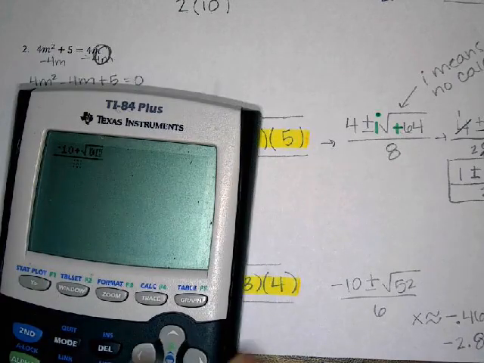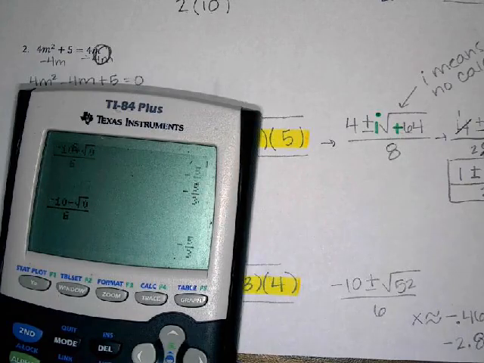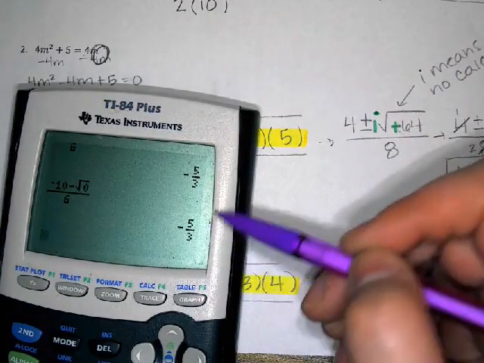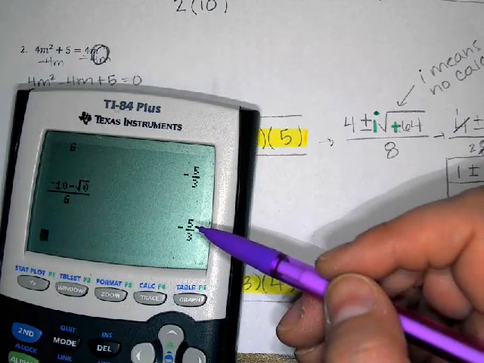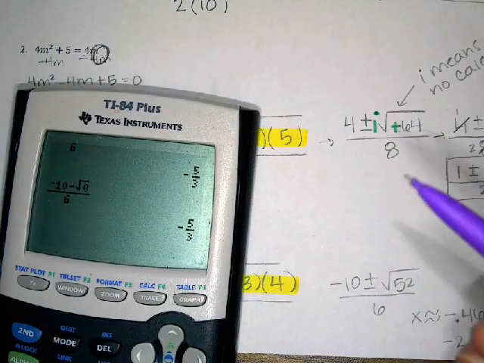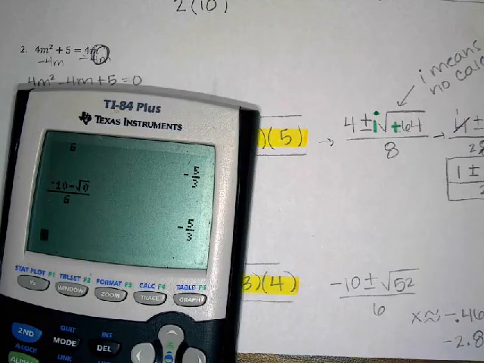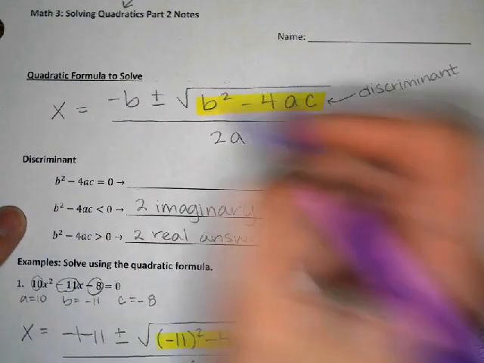And then we would do the minus version, negative 10 minus square root 0 over 6, and we would get the same answer twice. Because what is the square root of 0? It's 0. It's nothing. So if your discriminant happens to be 0, it makes the square root part of the formula not matter, and then you end up with only one answer, because you don't have plus a number, minus a number. You just have the part in the front. So if your discriminant is 0, you're going to have one real answer.